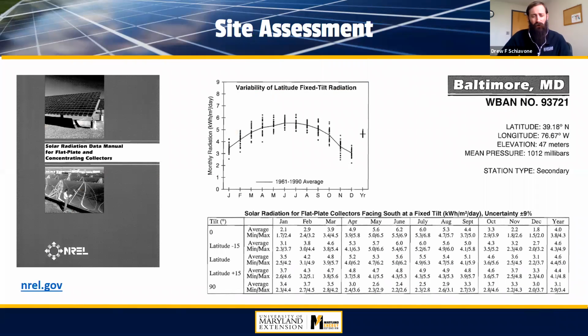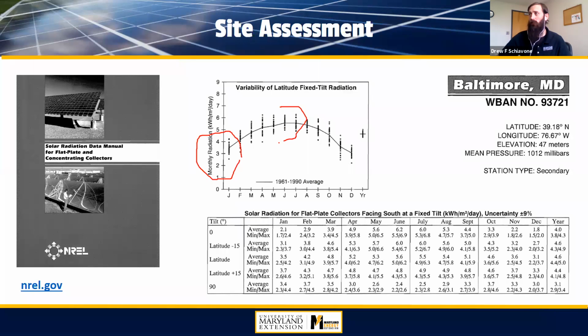I'll highlight some of the importance as we start designing a system. But if you want some more specific information, I've included a link here to the NREL website, nrel.gov, and you can look at their data manual here. I've pulled up what Baltimore looks like, and in the middle graph, you'll see that solar radiation does change through the seasons. You'll notice that in the winter months, in January, you have a lower solar radiation level.